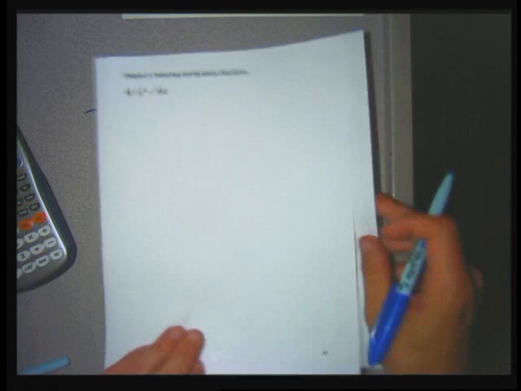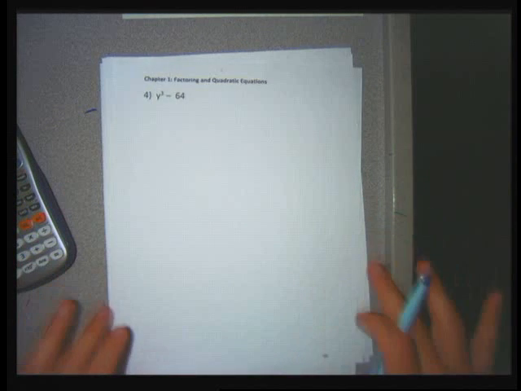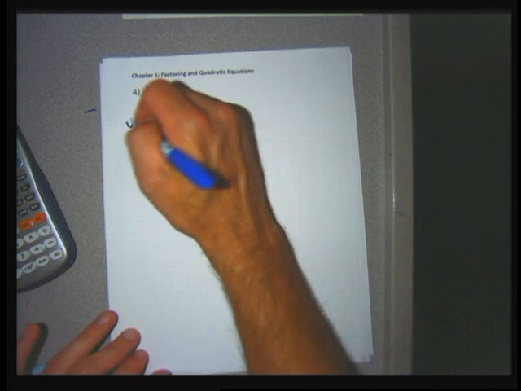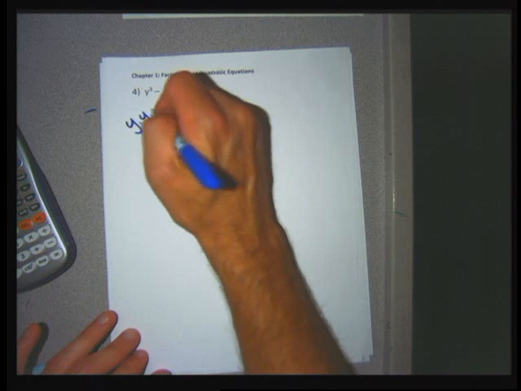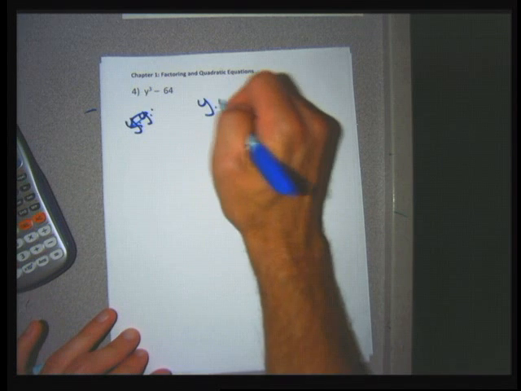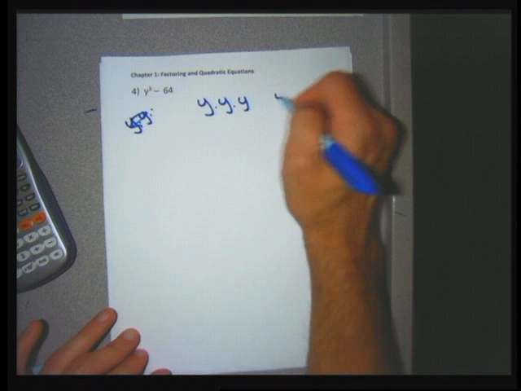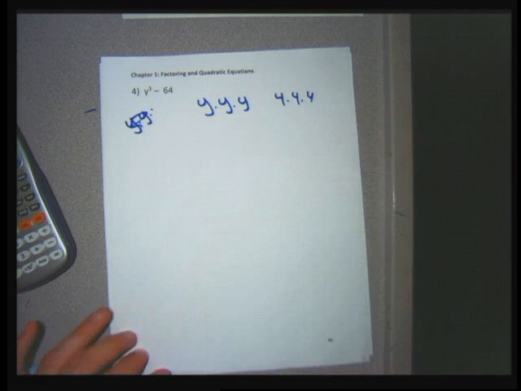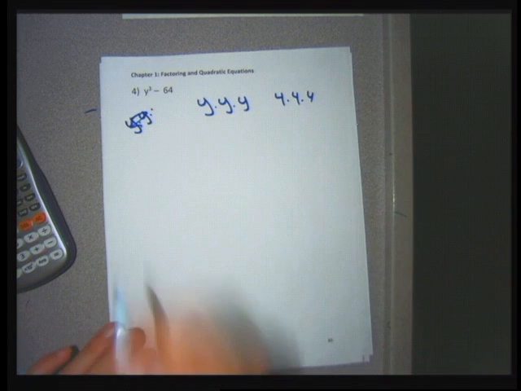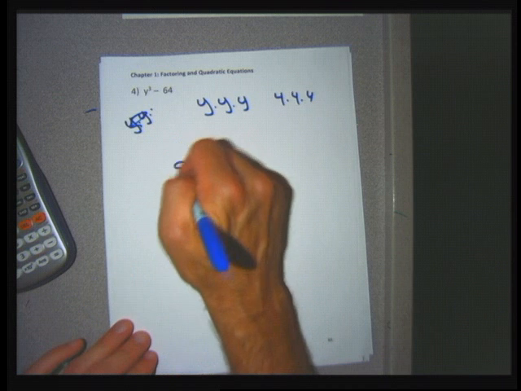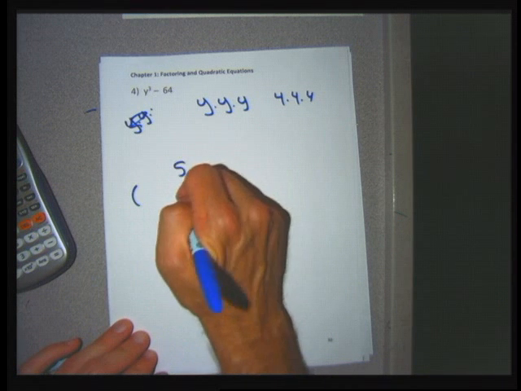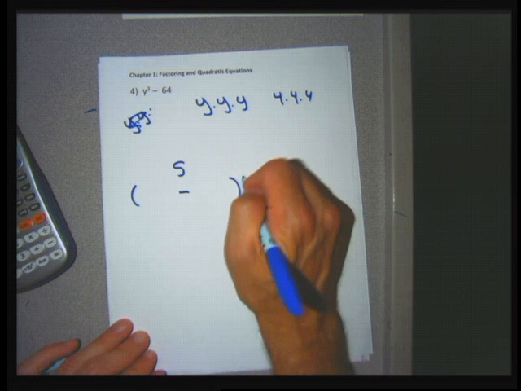Number 4 is a difference of cubes. It's a cube problem because the first y cubed can be written as 3 y's being multiplied, and 64 can be written as 3 4's being multiplied. So it's a cube problem. I'm going to get my template. First parentheses gets the same sign as the original problem. The same sign of minus is minus.